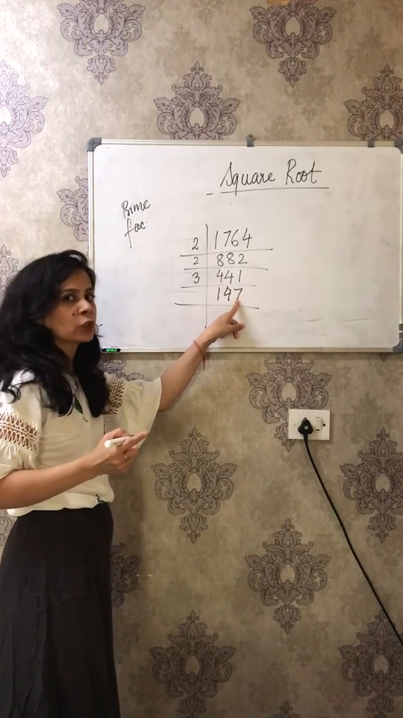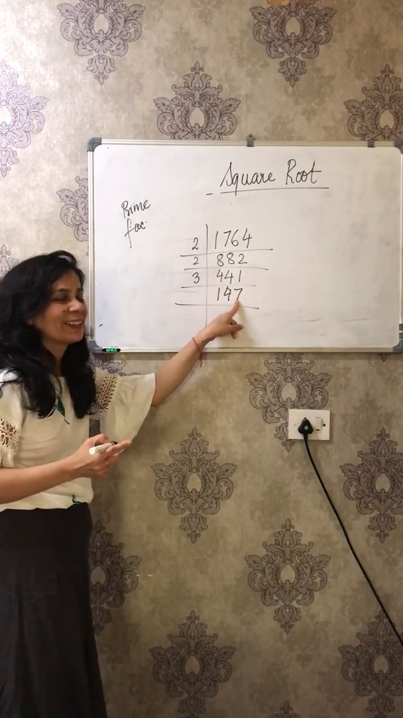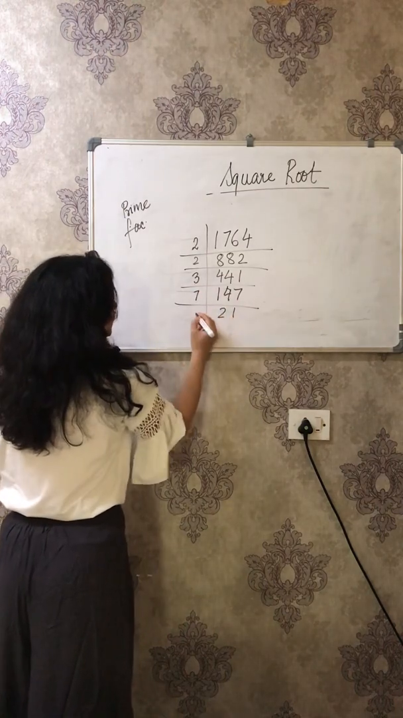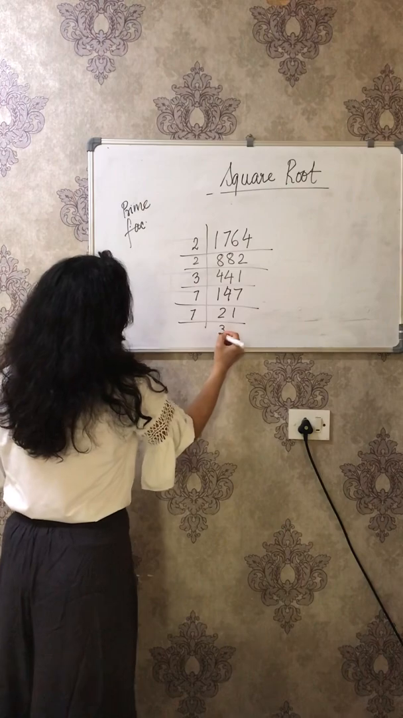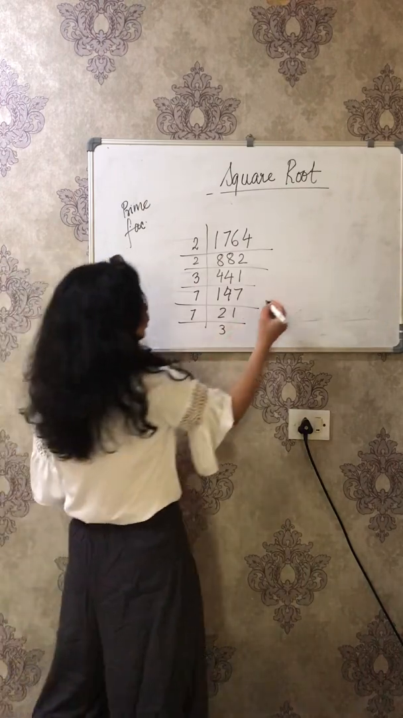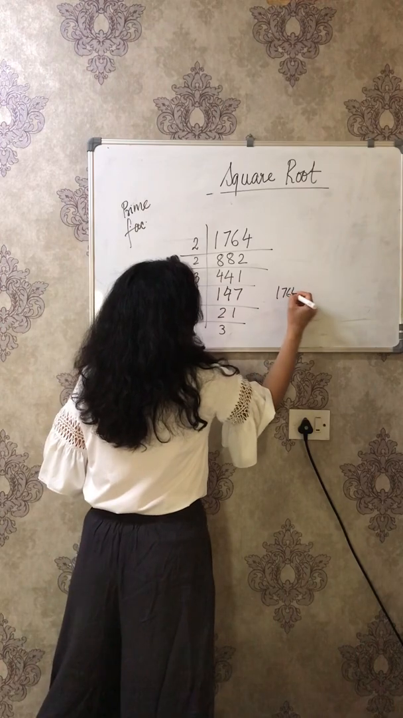What do you think? Which number should we take? Yeah, very good. So we will take 7. 7 2s are 14, 7 1s are 7, and then 7 3s are 21. Okay. Now for 1764 also we will write down all the numbers.